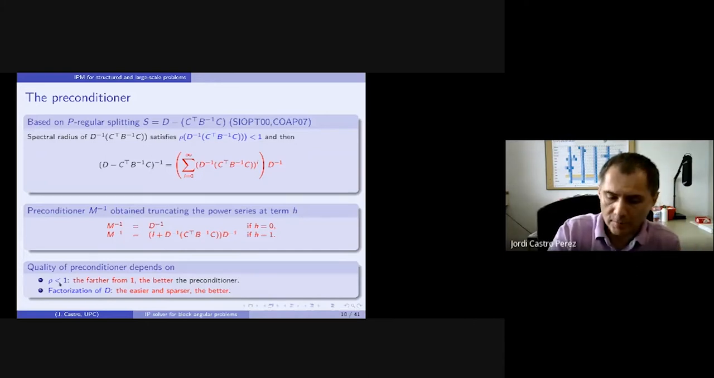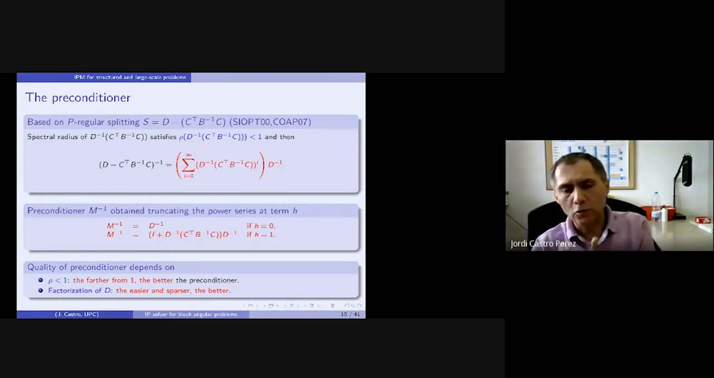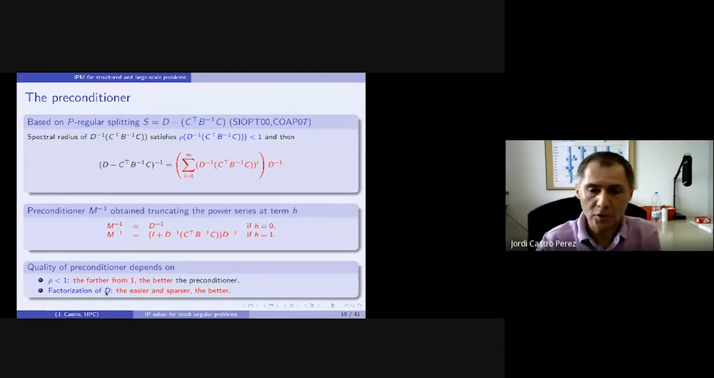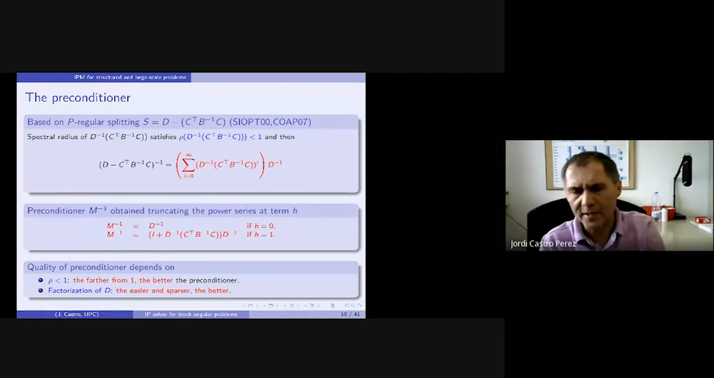So the quality of the preconditioner depends, first, on the spectral radius of this matrix. The smaller the spectral radius, the farther from one, the better the preconditioner. Unfortunately, a priori, when you try to solve a problem, we don't know how good the spectral radius will be. That depends on the data of the problem. The second parameter that controls the quality of the preconditioner is how easy it is to solve systems with matrix D. If the factorization of D is easy, that's good for the preconditioner, because at each iteration of the conjugate gradient we need to solve a system of equations with matrix D. So if D is a simple matrix, that's a benefit for the algorithm. These are the main ideas of this algorithm, okay?